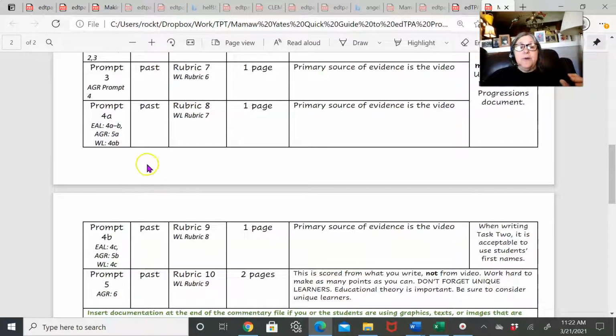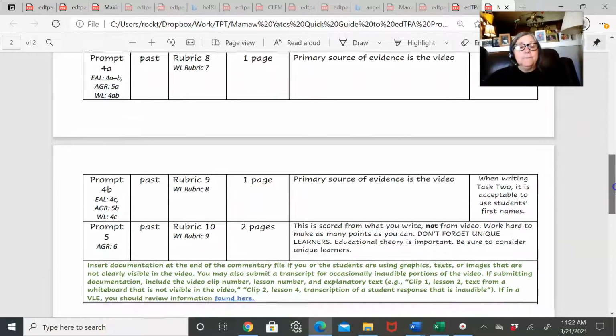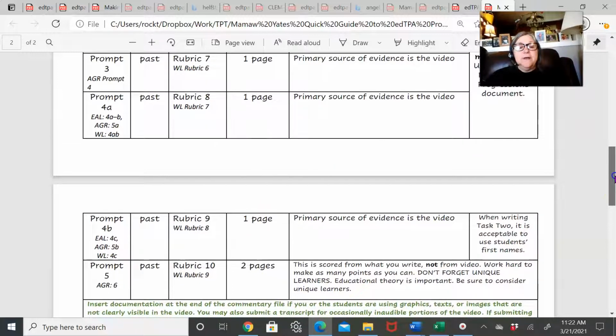A lot of people, they're writing prompt 4 and they think, oh, I don't have much to say for 4A, but I've got a lot to say for 4B. That's okay, but that's not okay. 4A should be 1 page all by itself, and 4B should be 1 page all by itself. And then prompt 5, that is scored with rubric 10.